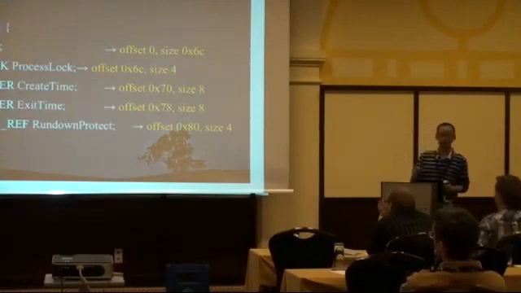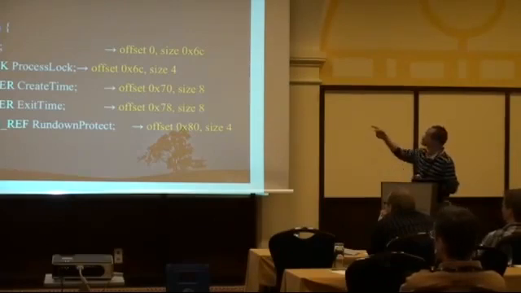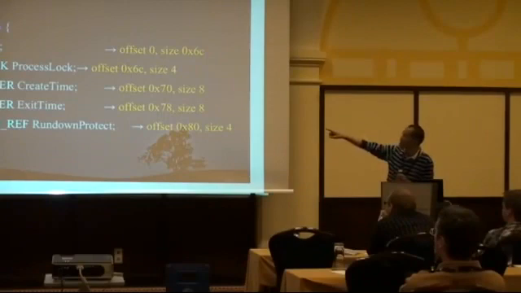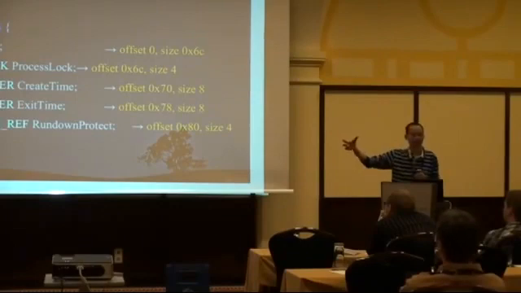Now, after you can locate the object, you need to extract information from the object. So for example, you can locate the EPROCESS object, which keeps all the information about each process in the memory. Now, you want to know the create time of this object, so you want to extract the third field, right? Create time. To do that, you need to know that create time stays at offset 70, and create time has a size of 8 bytes, right? You want to know exactly where it stays in the object.